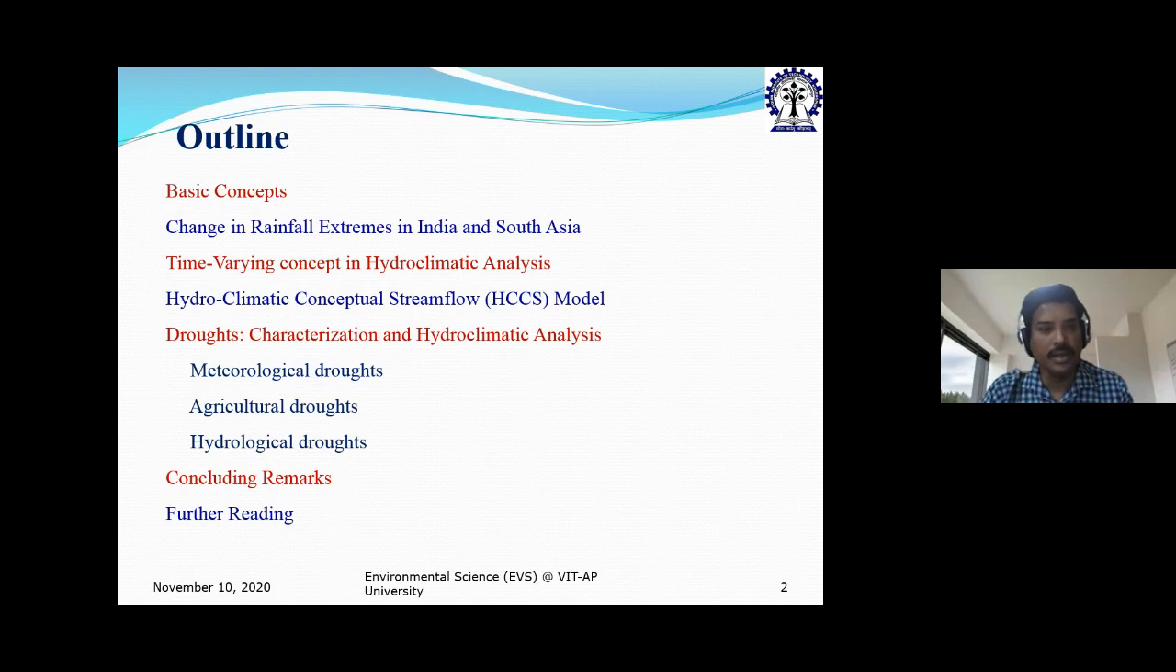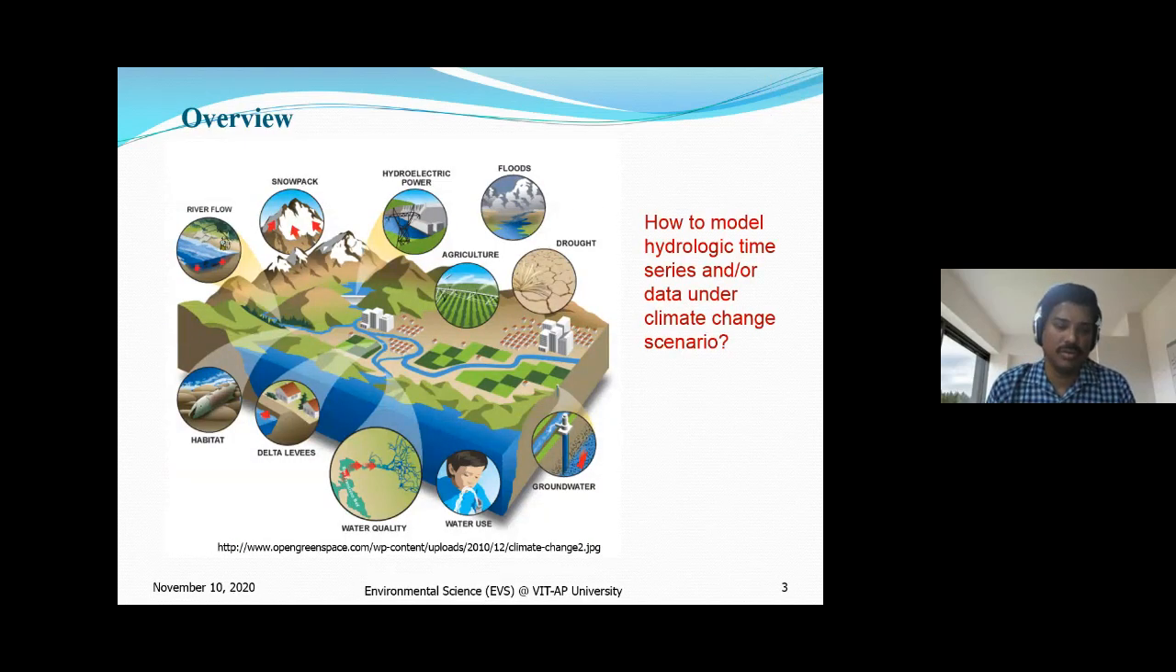So at the outset, we all know, thanks to the media and different news coverage, that there is a significant impact of climate change, and in the water sector it is almost everywhere, starting from the river flow, the snowpack, the retreat of the glaciers, hydropower, electric, floods, drought, agriculture, groundwater, different types of water use, particularly in the water quality sector, and so on and so forth.